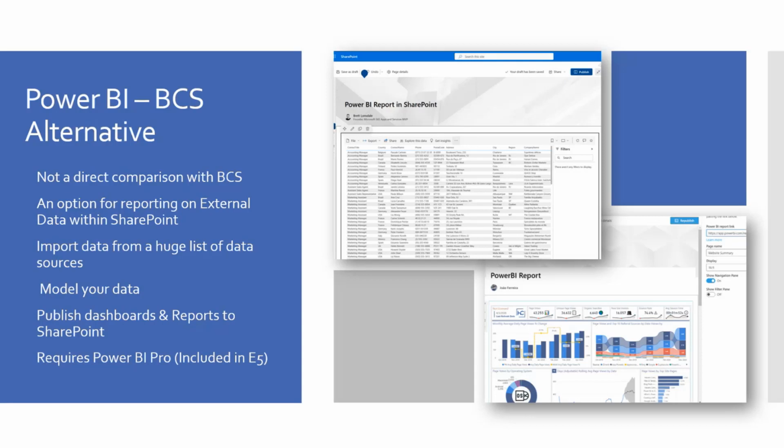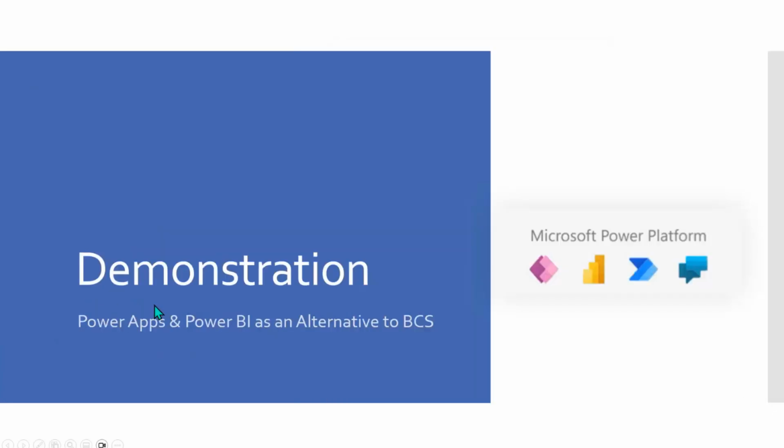So fantastic if you've got Power BI already. If you've already got licenses, you could go ahead and use this as an alternative. But if you haven't, you will either need to be using the E5 license of SharePoint, or also look at purchasing Power BI Pro licenses, because without that, you could use the Power BI Desktop in order to configure the reports and so on, but only you will be able to see them. As soon as you want to share that and publish it out anywhere, then you start to require the additional licenses. So let's take a look at how we can use Power Apps as an alternative to BCS.